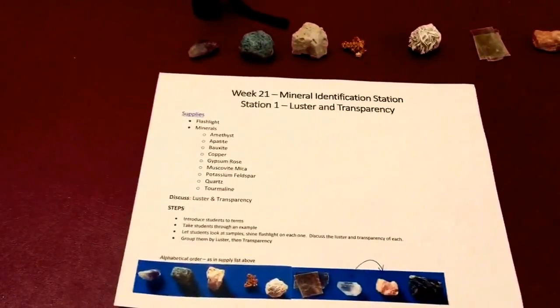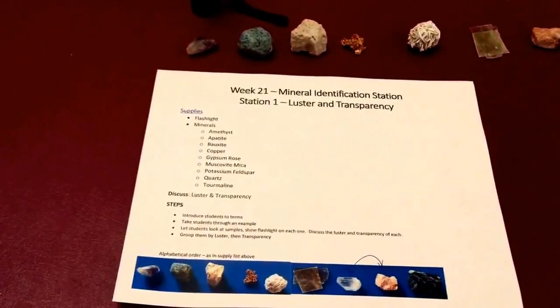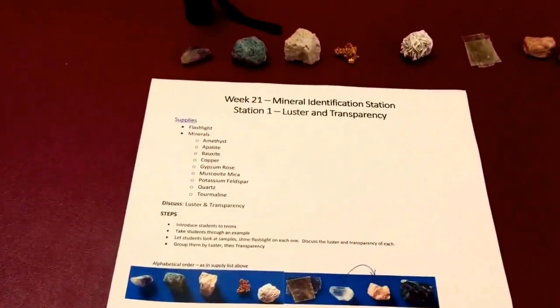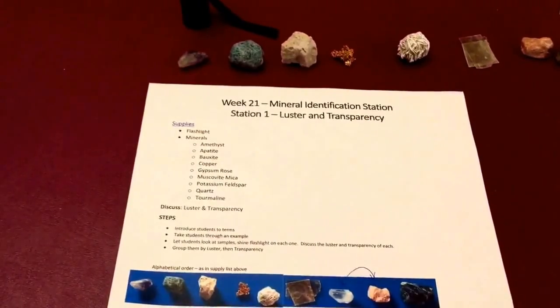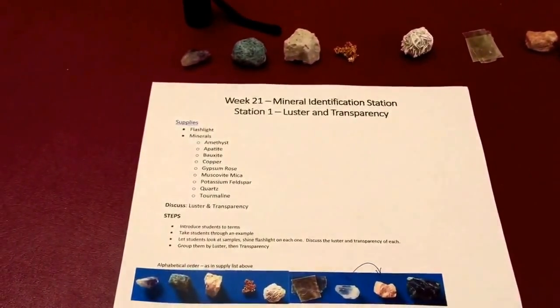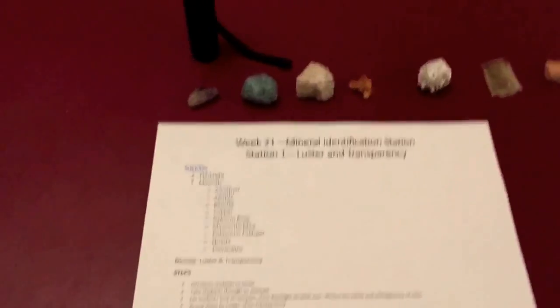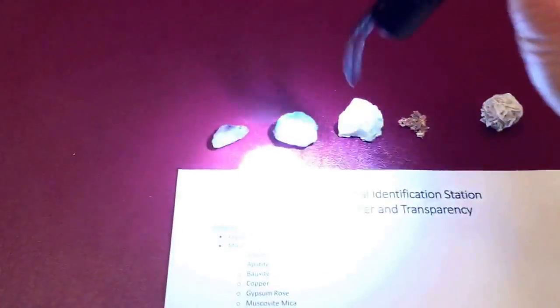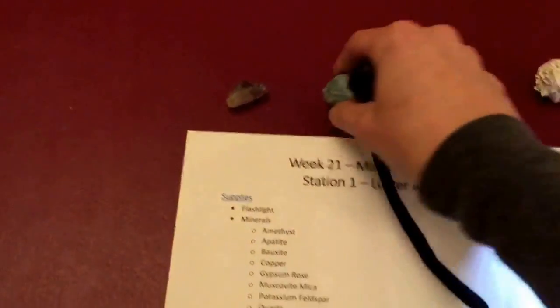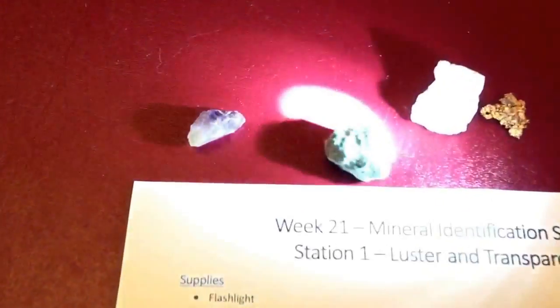And we can divide minerals into categories by their luster: glassy, metallic, and dull. So you can explain what each of those are and let the students look at the samples here and shine a flashlight onto them. The lighting is really bad with this.